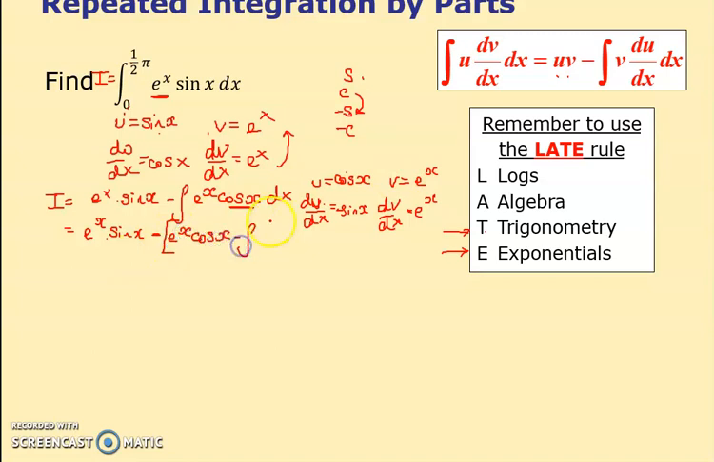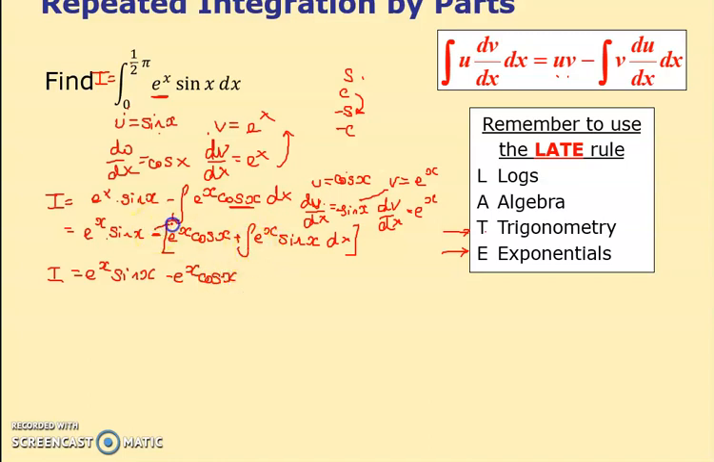minus the integral of, and it's this lot, which is e to the x times a minus sine x, which is a plus sine x e to the x. So what's this give me? I equals e to the x sine x minus e to the x cos x.